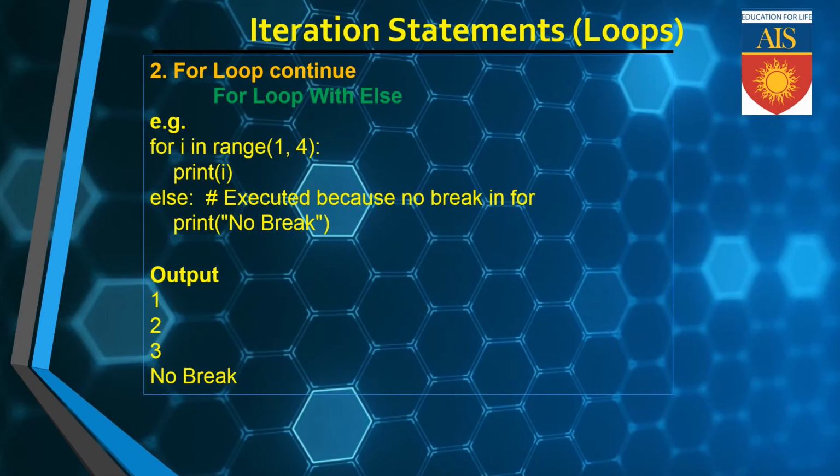For loop continue. So, for loop with else option. Example: for i in range(1, 4): print(i), else: print("no break"). The comment here says the else is executed because there is no break in the for loop. So the output will be 1 2 3 and no break. This is an example of a for loop with an else condition.